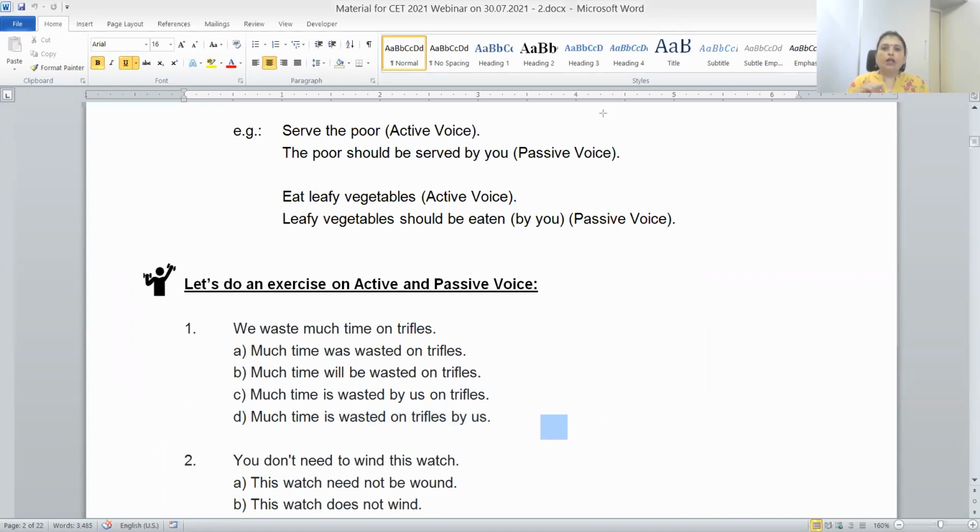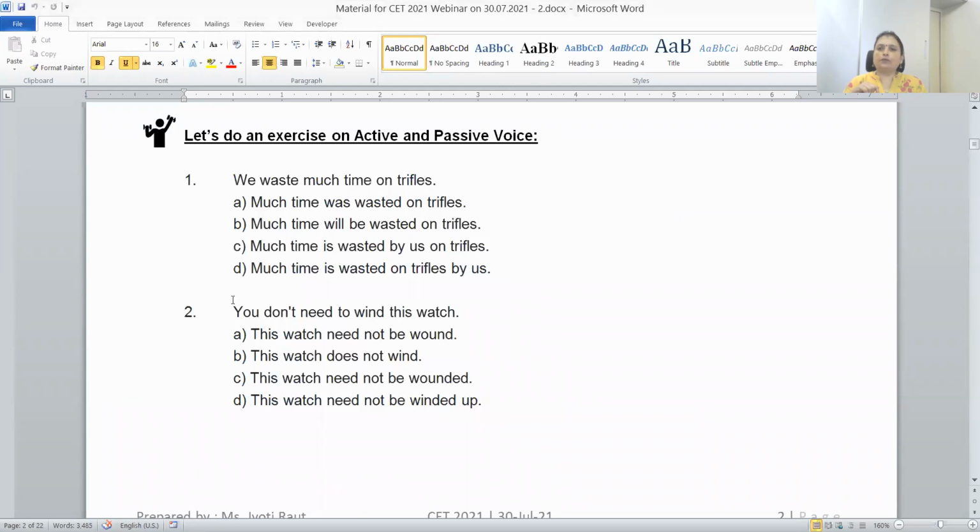Second one, children, you don't need to wind this watch. So let's do the correct option. What is the correct option, children? You don't need to wind this watch. Children, it is option A. This watch need not be wound.